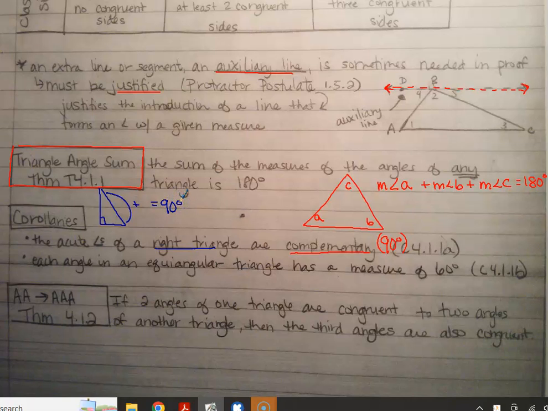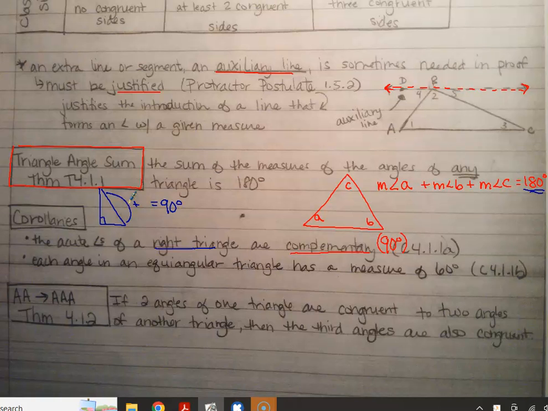Well, that makes sense because we know the whole triangle is 180. And so if we have a right triangle, the right angle is 90. The other two have to add to 90 as well. Okay, that's a corollary, but you know that the acute angles have to equal 90.